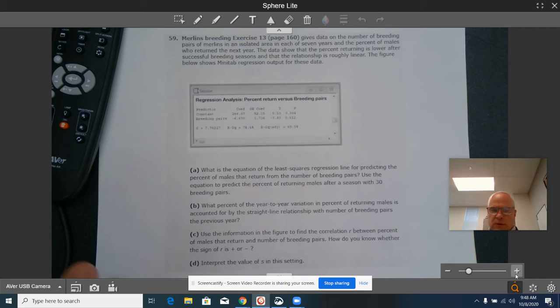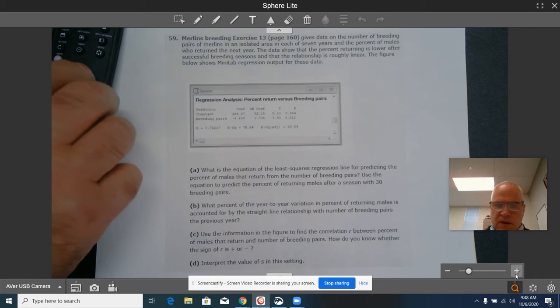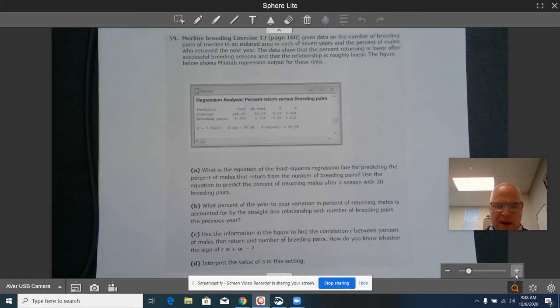All right, so this is about Marlin's breeding from exercise 13. I don't know if I need any stuff from that. In part A, it says, what is the equation of the least squares regression line for predicting the percent of males that return from the number of breeding pairs? Use the equation to predict something.